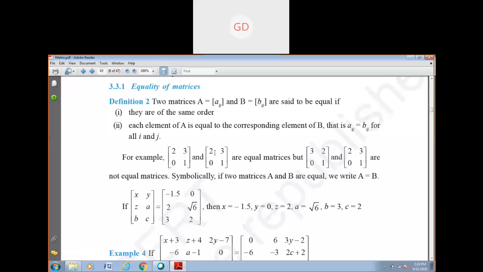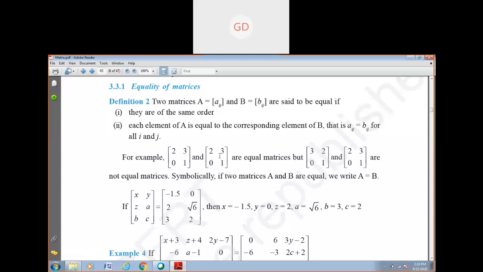Here, for example, written in this line, if you observe here, 2 3 0 1 and here 2 3 0 1. Very distinctly, we can say these two matrices are equal because there are four elements in each of the matrices. Here, two rows and two columns. That means the order of this matrix is 2 by 2, and the order of this other matrix is also 2 by 2. That means orders of the matrices are same. So first condition is satisfied.